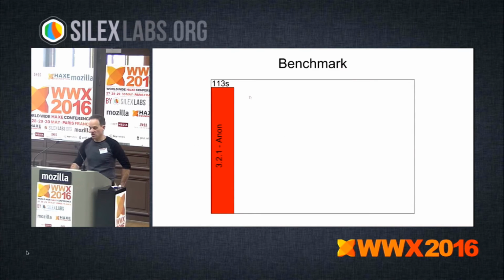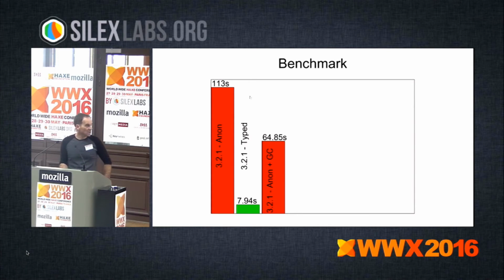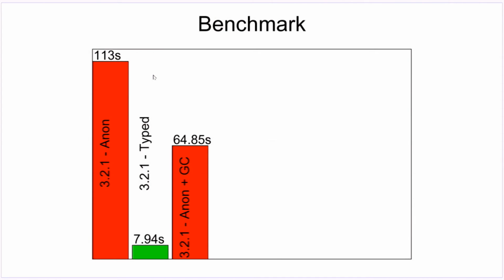So originally in 3.2.1, when I just used anonymous objects for the RGB and the I and J, it was taking 113 seconds to run on a 25 size. If you look, there's a 25 parameter in there. And if you used strongly typed, it's 7 or 8 seconds, which is the little struct of complex with a float I, float J. Having introduced the GC improvements at the end of last year, the anonymous types kind of halved. So that was quite good for the GC backend.